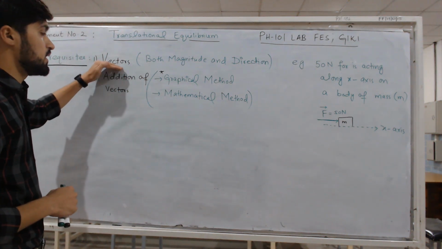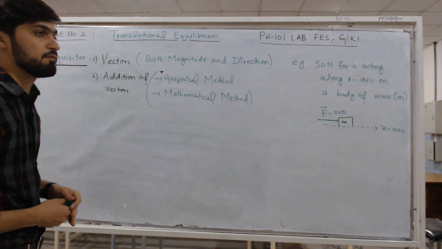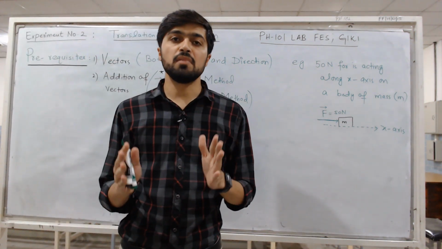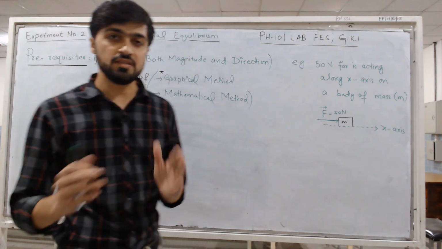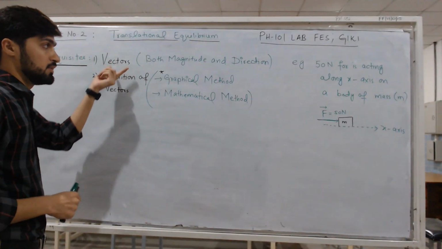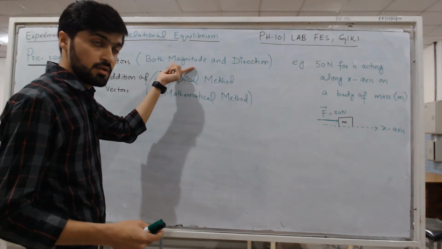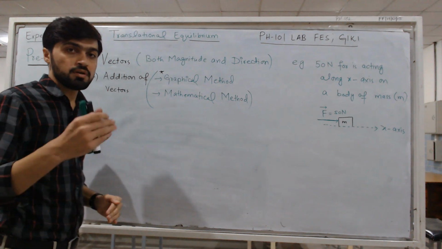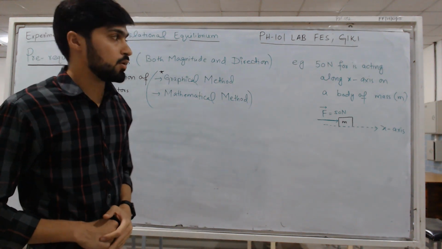So what are vectors? Actually, vectors are physical quantities. So any quantity that we can measure is actually a physical quantity. A physical quantity having both magnitude as well as direction is known to be a vector quantity.